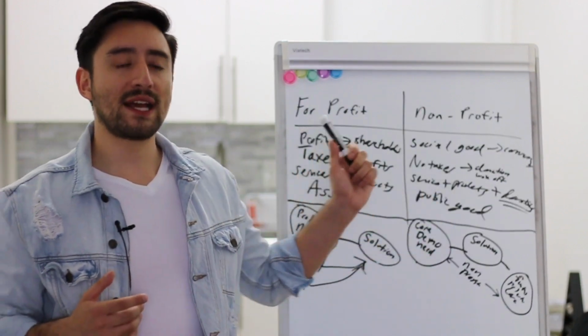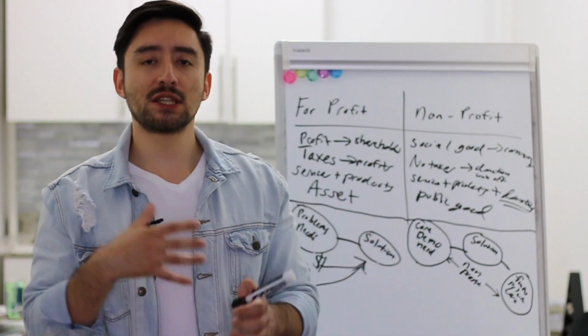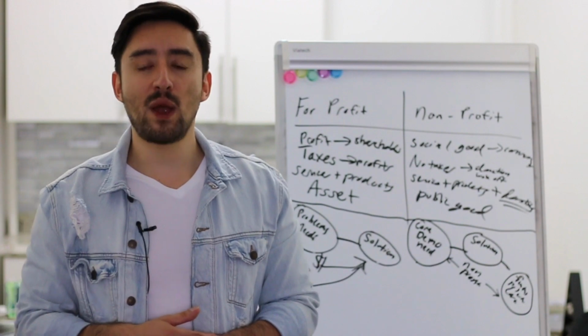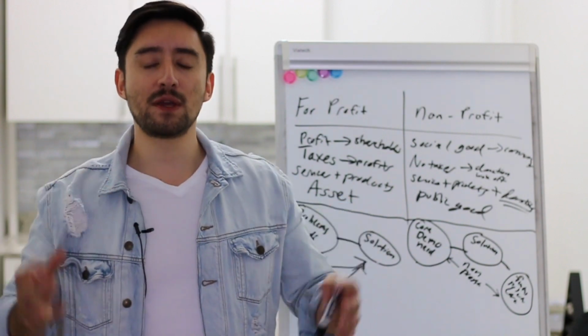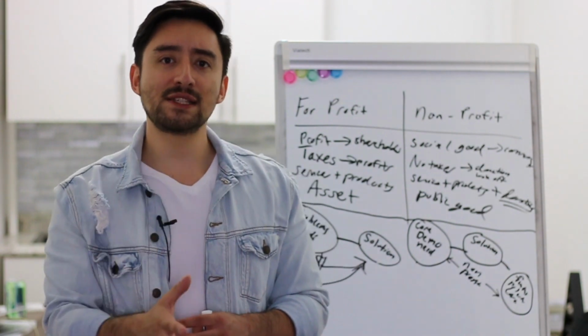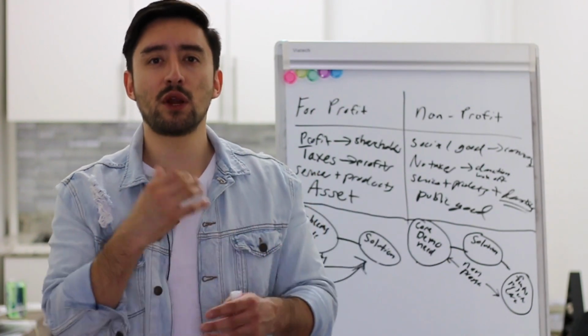Both of these organizational types have a mission, they have something that they're trying to do. It's just a little bit different in the way that IP works, in the way that taxes work, in the way that you can actually distribute profit, the way you can build wealth. So I guess the good question to ask you is, what is it that you want to accomplish? What are you trying to use this organization to do? And where is your confusion?